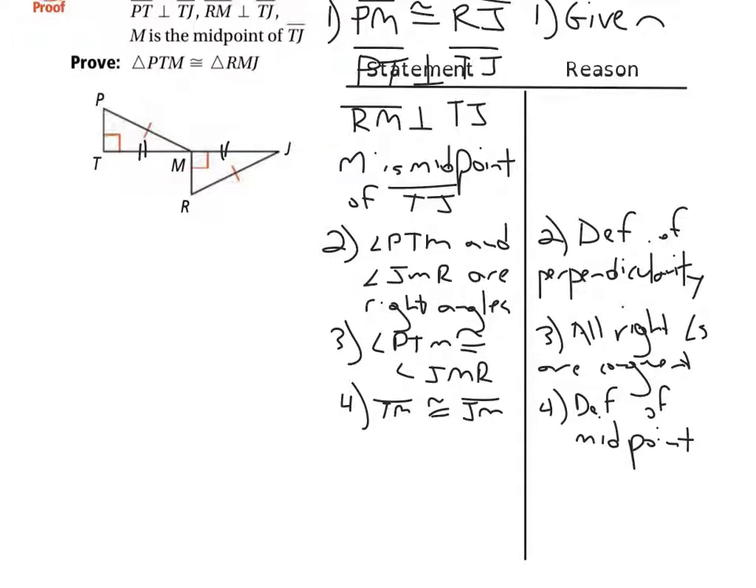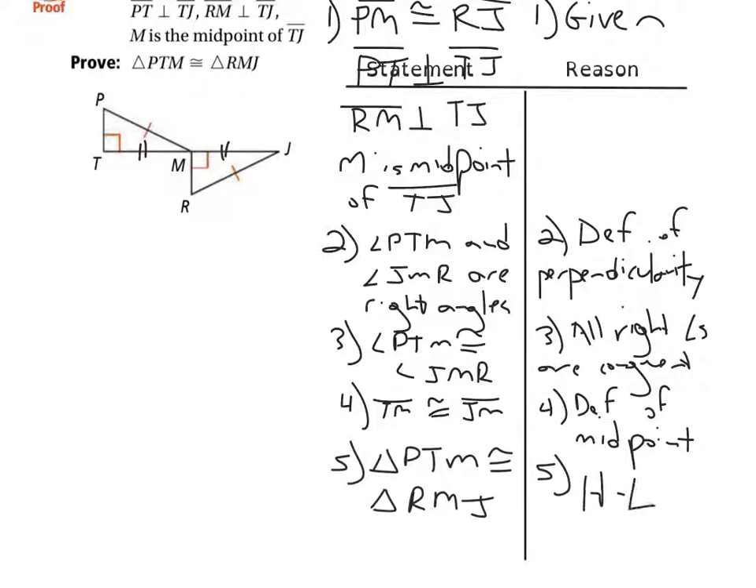And then we can say, okay, well then straight away we can say that triangle PTM is congruent to triangle RMJ. Why are we able to know that? Because now we have, for two right triangles, the hypotenuse and one of the legs congruent, so we can say we know that those two triangles are congruent by hypotenuse leg.